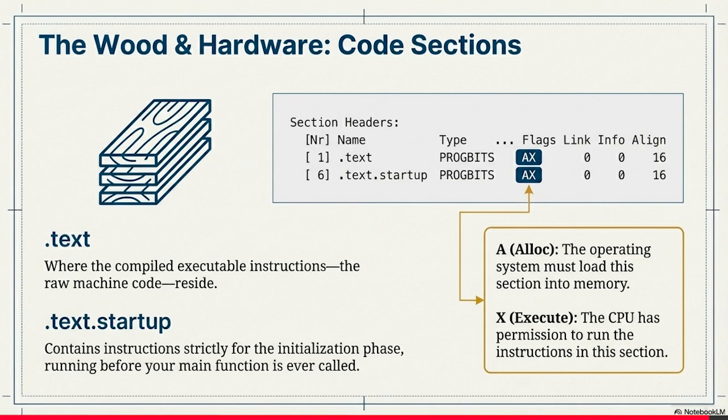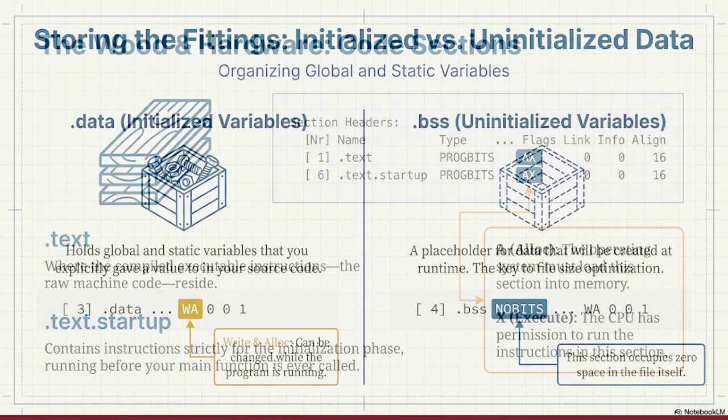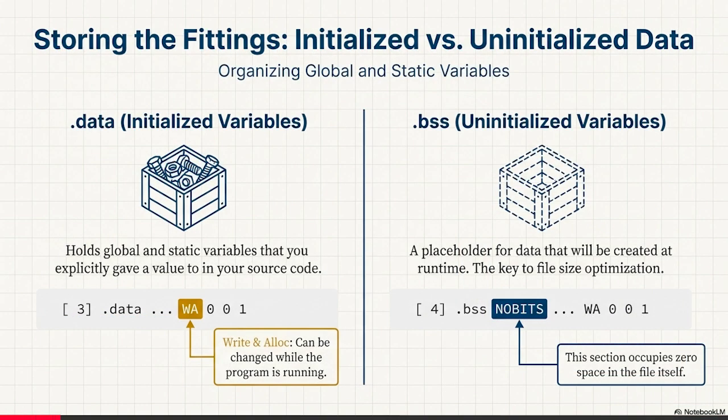Okay, so moving from instructions to storage, we've got variables. This brings us to .data for things with initial values, and then the slightly more mysterious .bss section. The .data section is the easy one to get your head around. It holds all your initialized global and static variables, things you explicitly gave a value to in your source code.